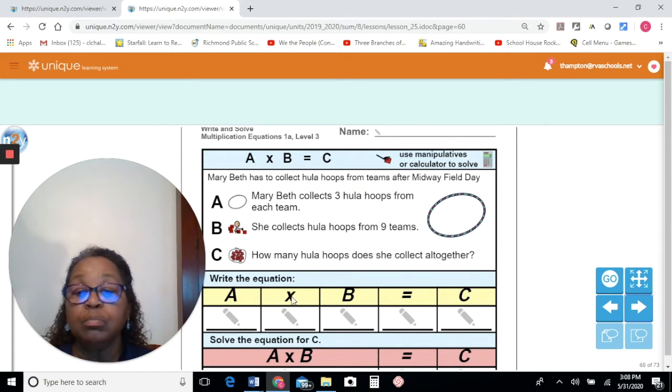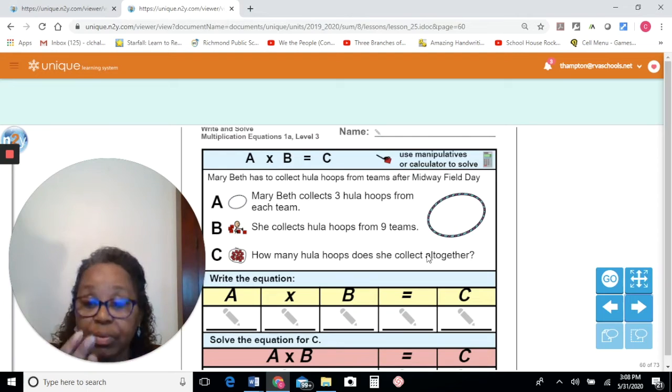And we know we're using multiplication because there are 9 teams and each team has 3 hula hoops. 9 teams, each team needs 3 hula hoops. So we would create that array. Remember the array with the circles? 9 teams and each team would have 3 hula hoops. That's an array. That's what is needed to solve this. So we know that it's multiplication because then it would be 3 plus 3 plus 3 plus 3 plus 3. That repeated addition is multiplication.